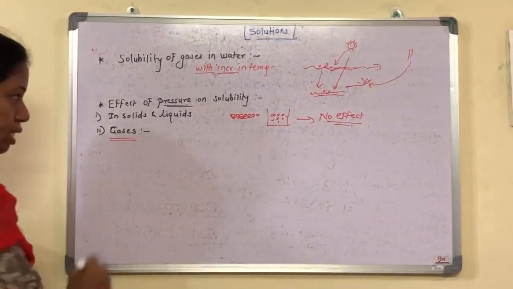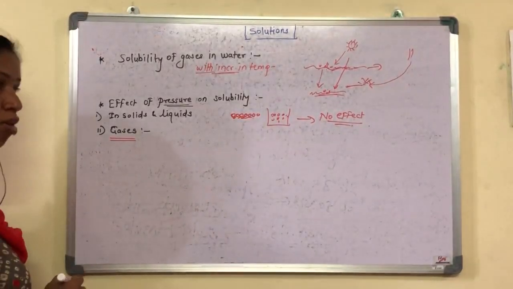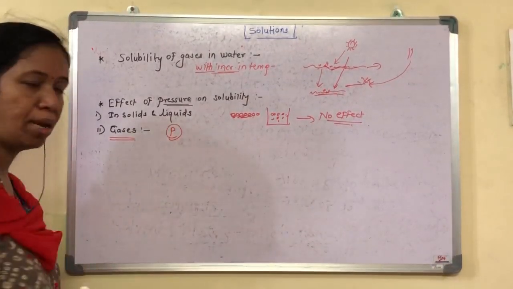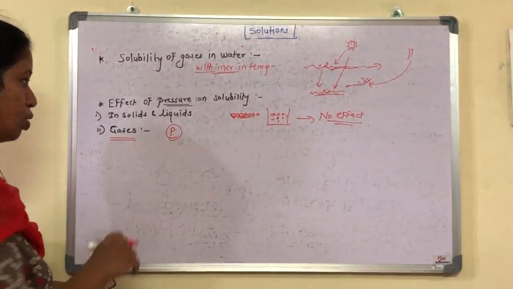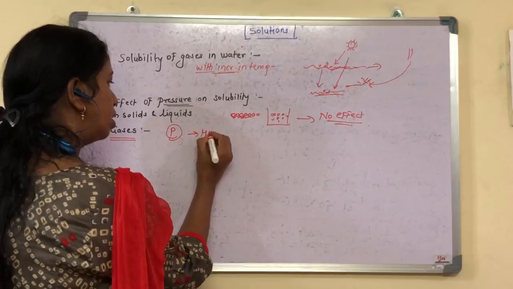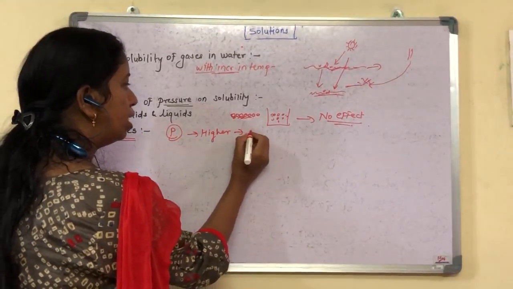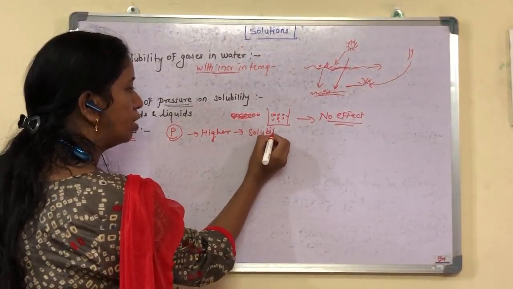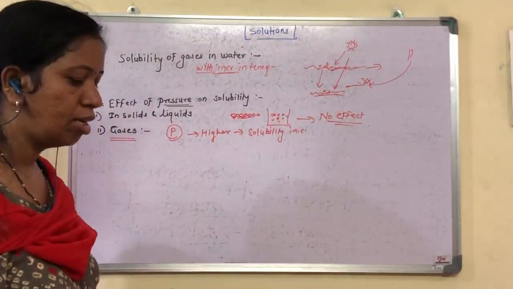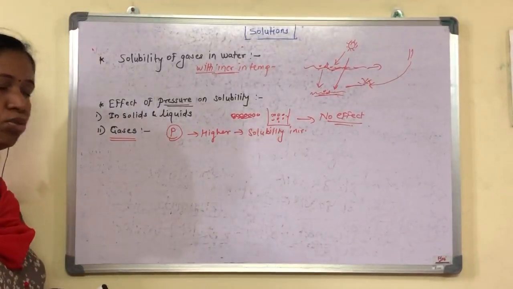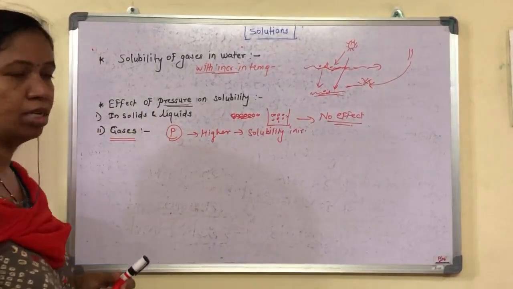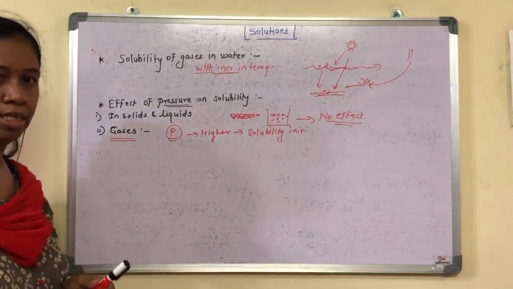But gases are highly compressible, because when pressure is applied, gases can be compressed, so gases are affected by pressure. So the higher the pressure, the solubility of the gases increases. In the next point, we are going to see how the solubility of gases increases with higher pressure.